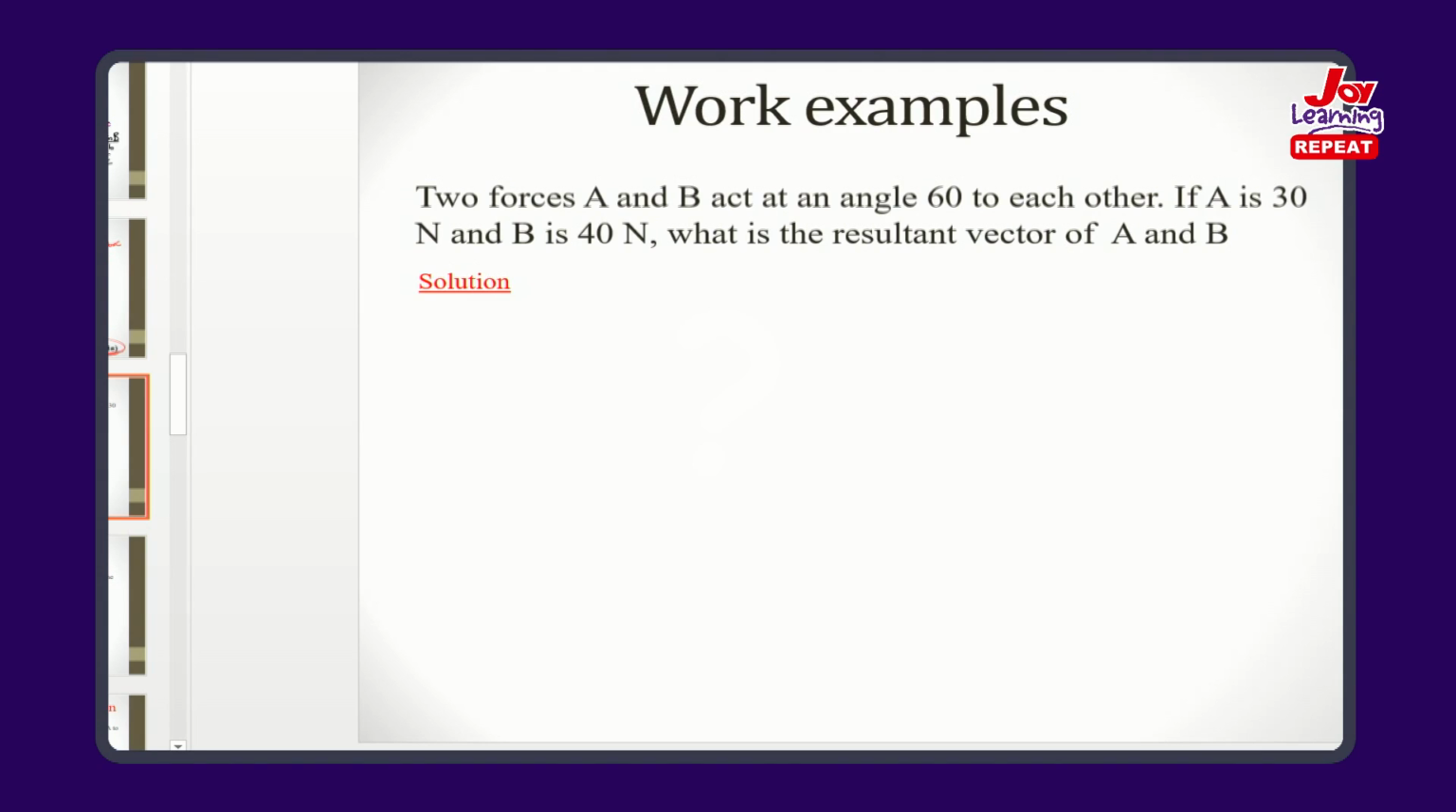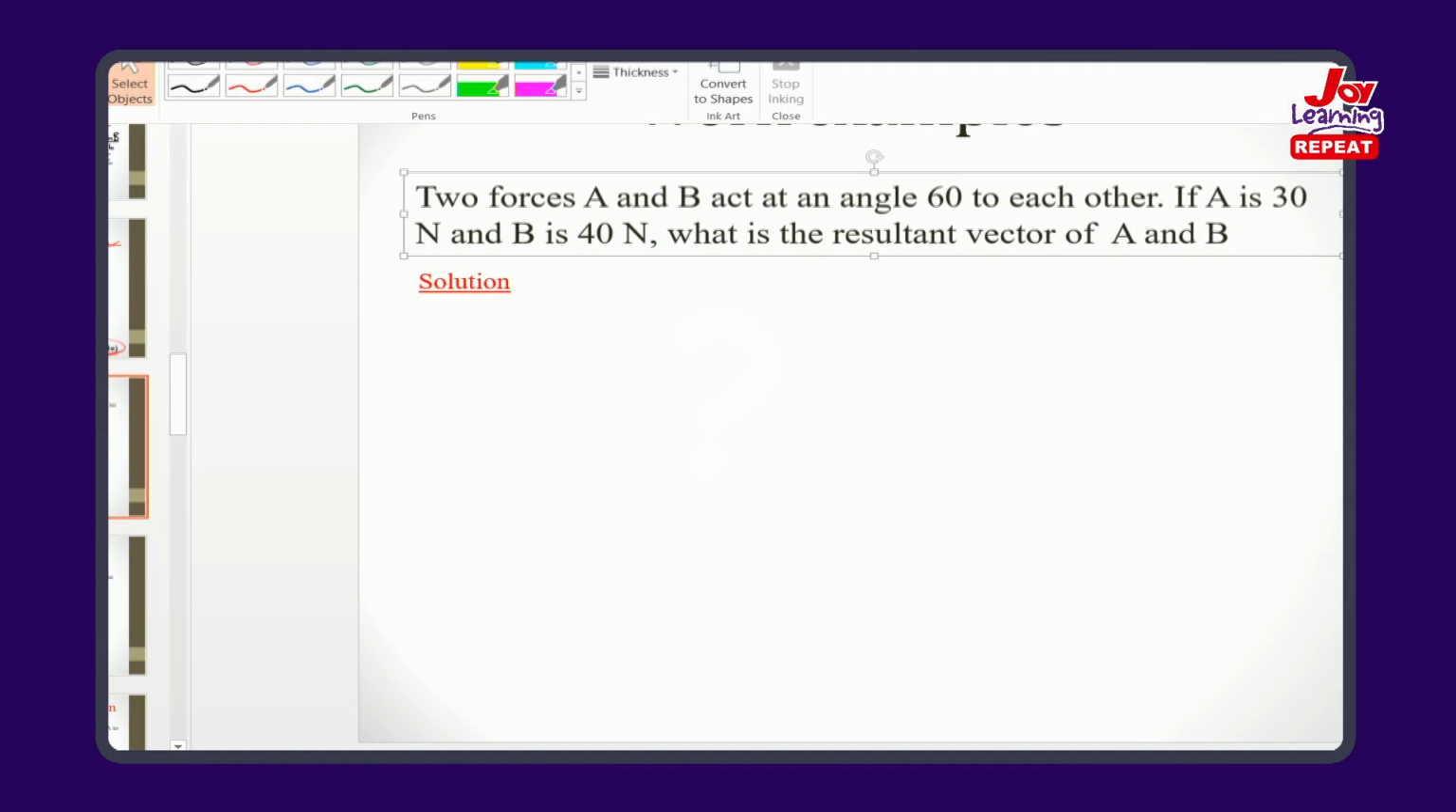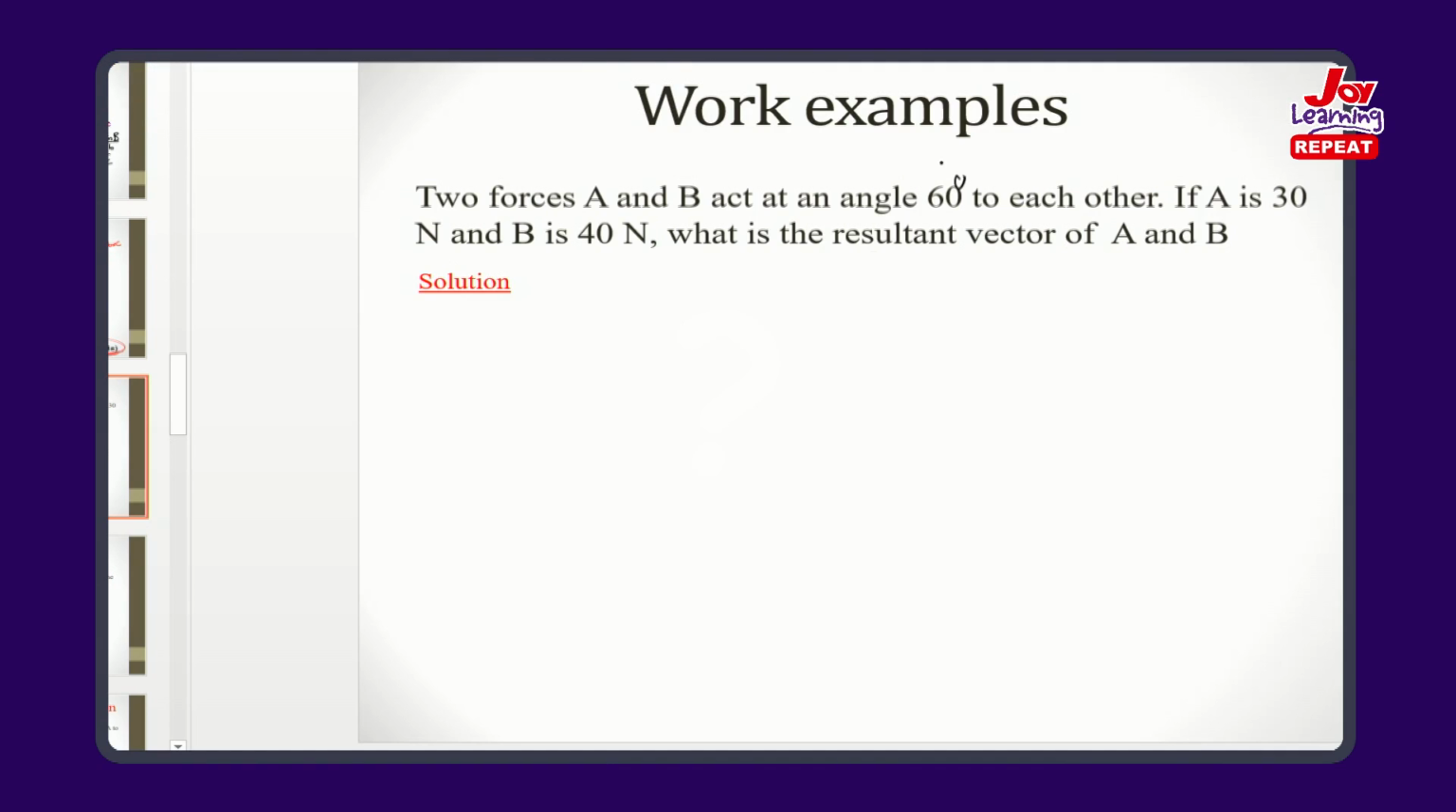Two forces, A and B, act at an angle 60 degrees to each other. If the magnitude of A is 30 Newton and B is 40 Newton, we are asked to find the resultant vector. Let's do this together and then you try your hand on one. First of all, let's try to sketch.